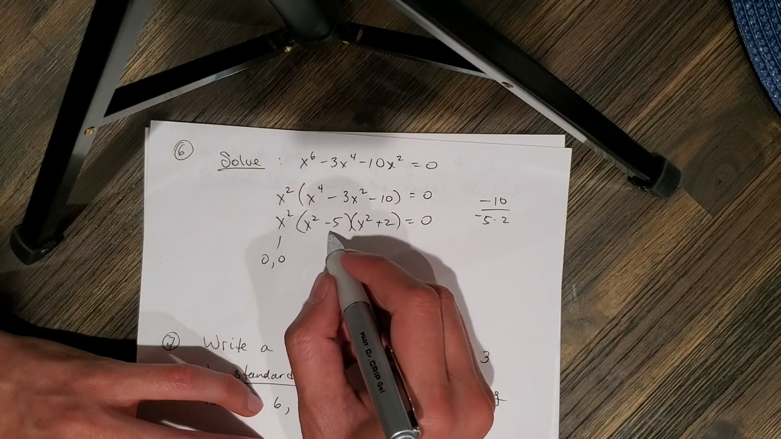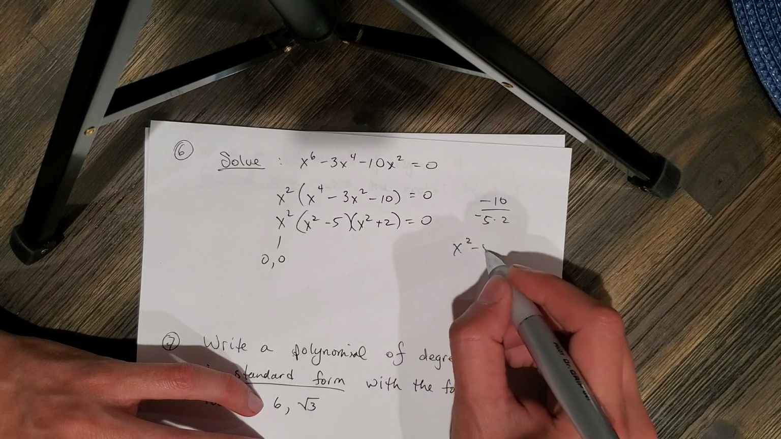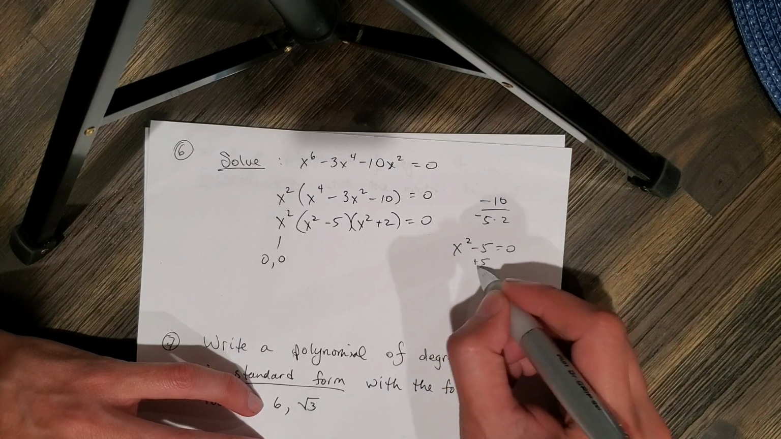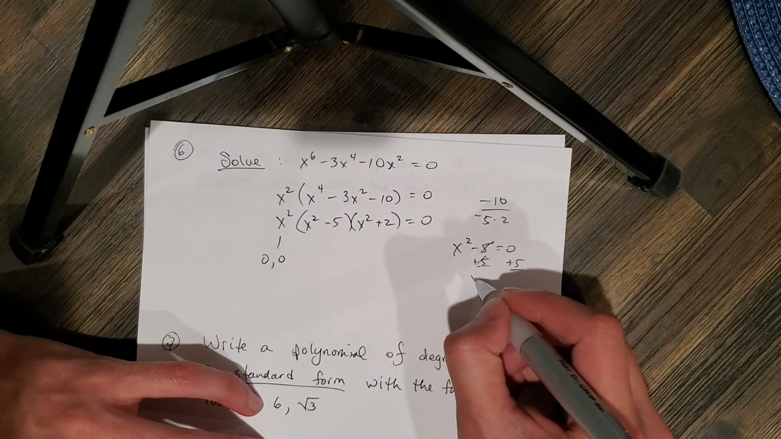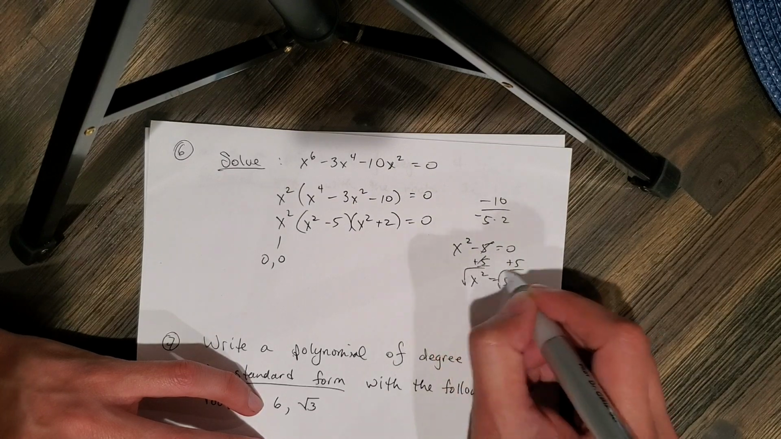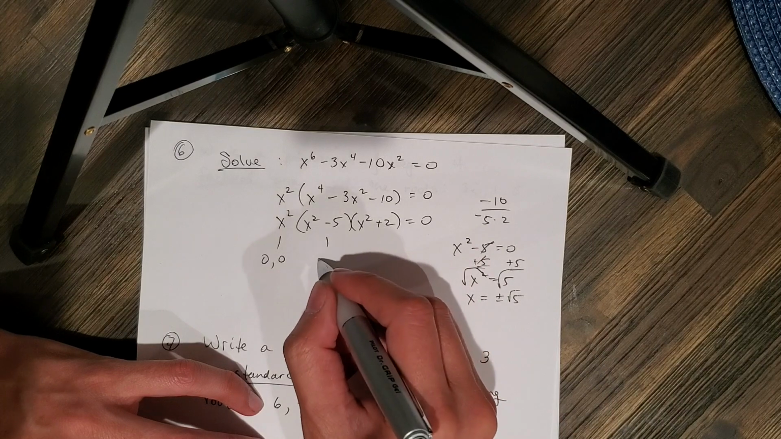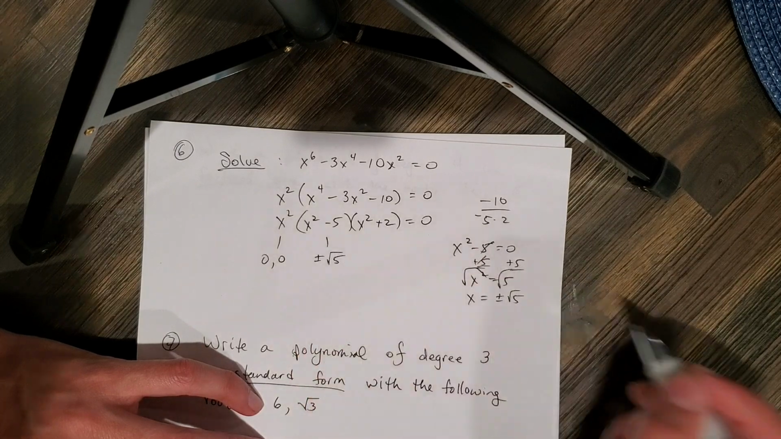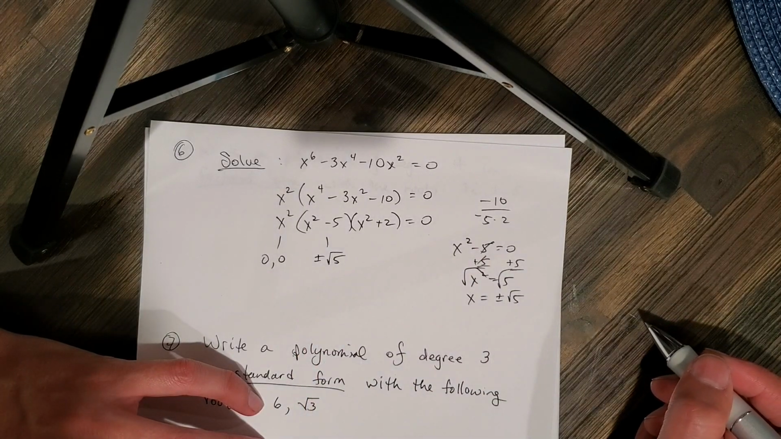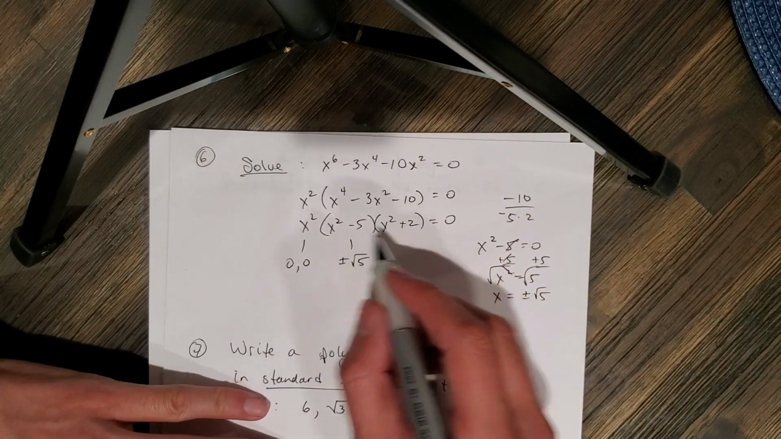For this one, x squared minus 5, let's just do it right here. x squared minus 5 equals 0. Add 5, and I get x squared equals 5. Square root both sides. That's going to be plus or minus square root of 5. So from this one, I get plus or minus square root of 5. Okay? What about this one here? I'll do it off to the side right here.